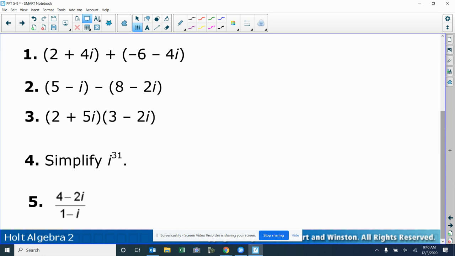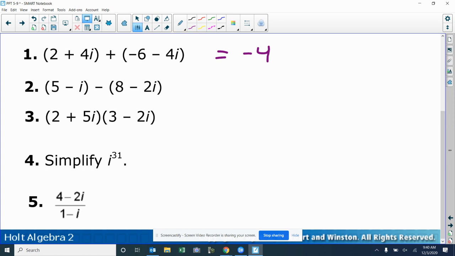So remember, on adding, we're just going to put the like stuff together. So we're going to have 2 and -6 gives me -4, keeping the real part first. And then we're going to have 4i minus 4i, so guess what? Those end up canceling, so -4 is all we end up with that first time, isn't it?